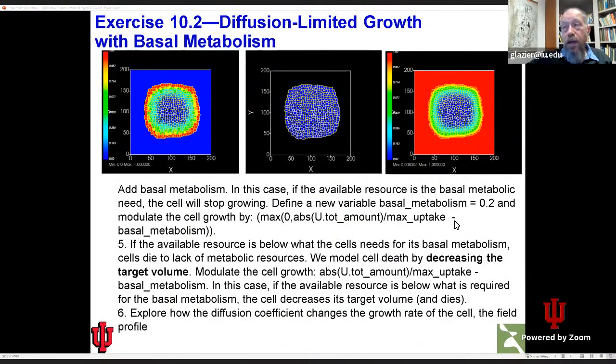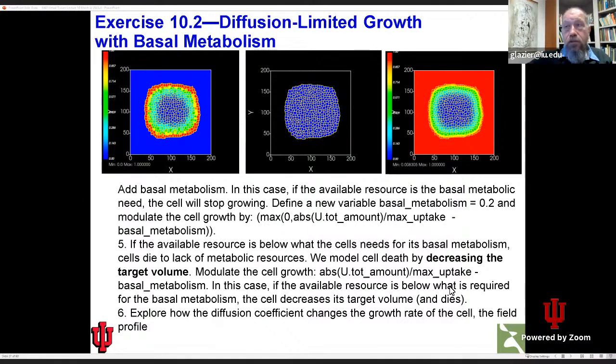So the next thing would be to add basal metabolism, which is to say then that the growth rate isn't proportional to the uptake, but it's proportional to the uptake minus a metabolic rate. And then we could do a variety of things. We could say the cells don't grow if the amount taken up is too small. Or we could say actually that they shrink if the amount of uptake is too small.